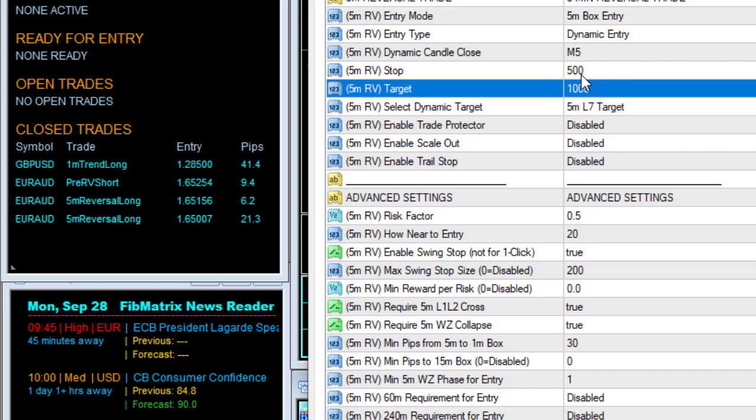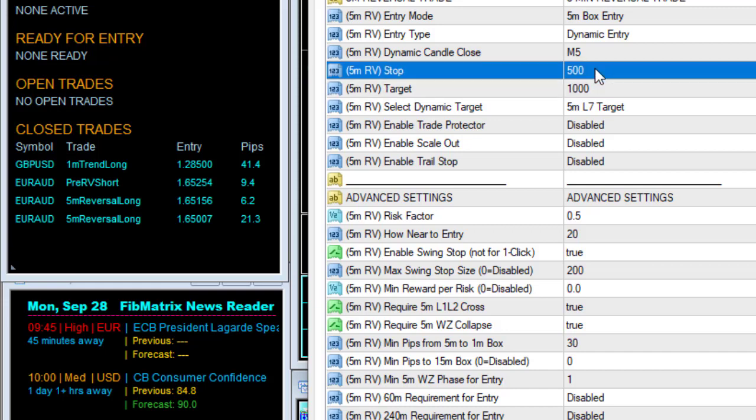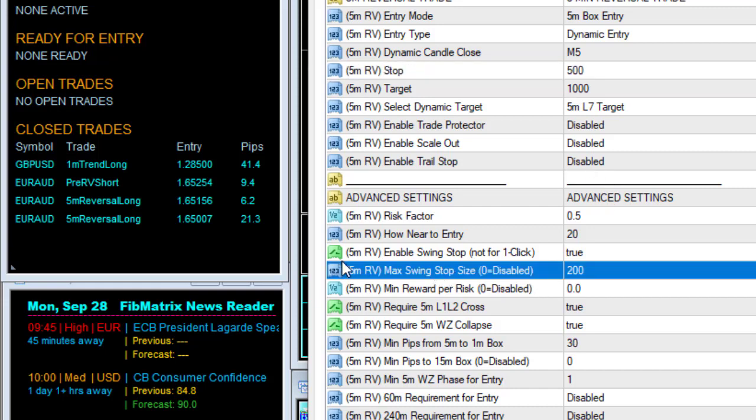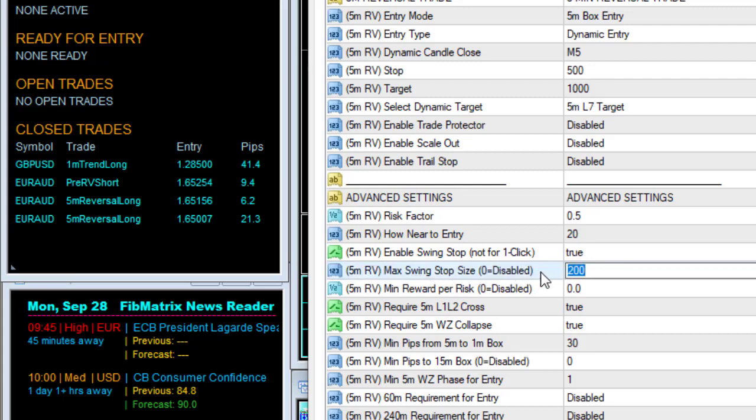But this also ensures that in no case will you take more than a 50 pip hit on a trade, and that'll be logged with the broker. But down here, this is going to be a little more intelligent kind of way of filtering the trades. It won't take a trade that requires a bigger than a 20 pip stop in this case.